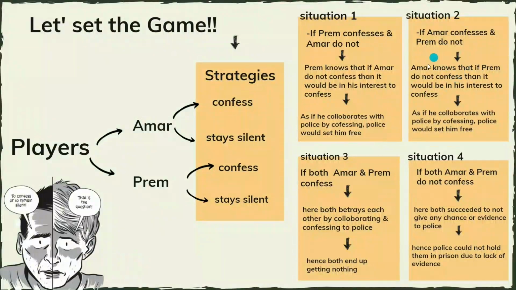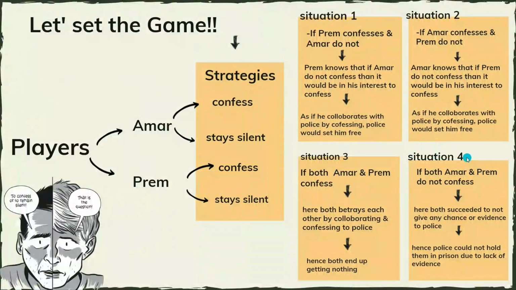So Amar knows that if Prem does not confess, then it would be in his interest to confess, because if he collaborates with the police by confessing, the police would set him free. Situation 3 depicts the scenario when both Amar and Prem confess, and hence both betray each other by collaborating with the police. Hence both end up getting nothing.